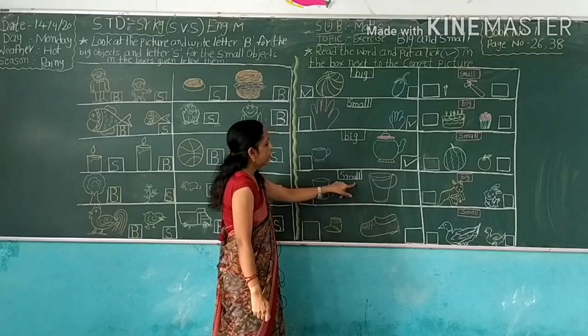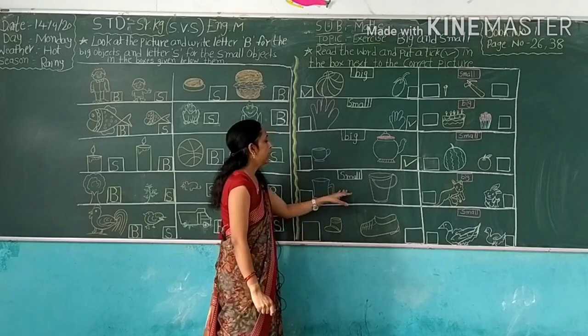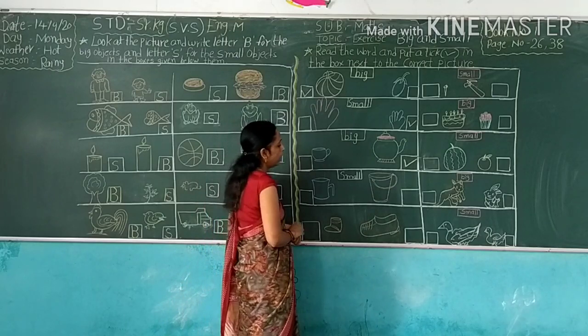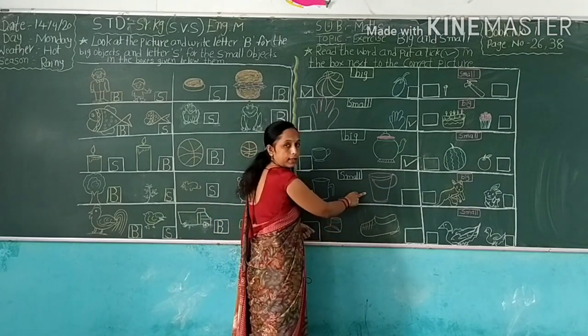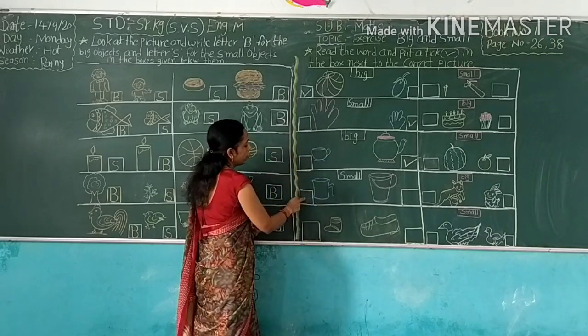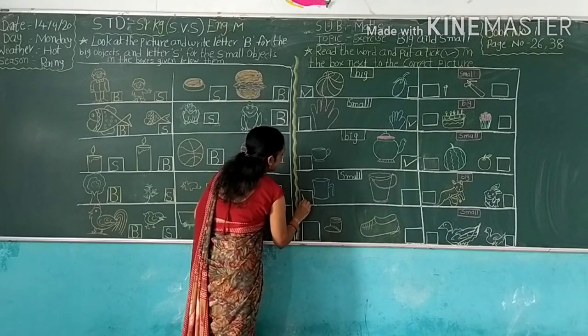S-M-A-L-L. Small. So here we write small object. Okay. So which object is small? This? No. This object is big. And this? Yes. This object is small. So here we write tick right.